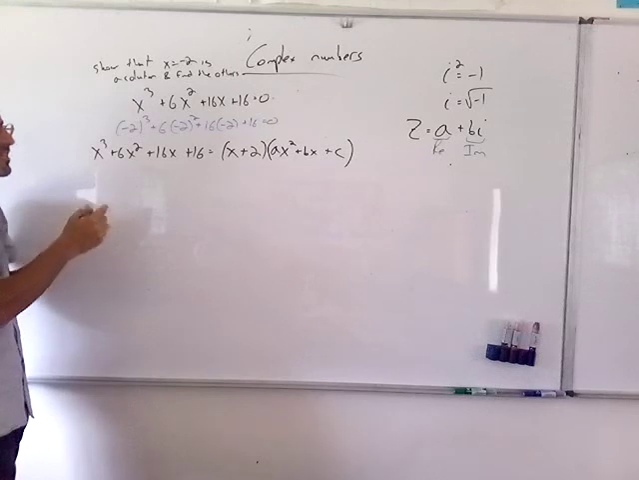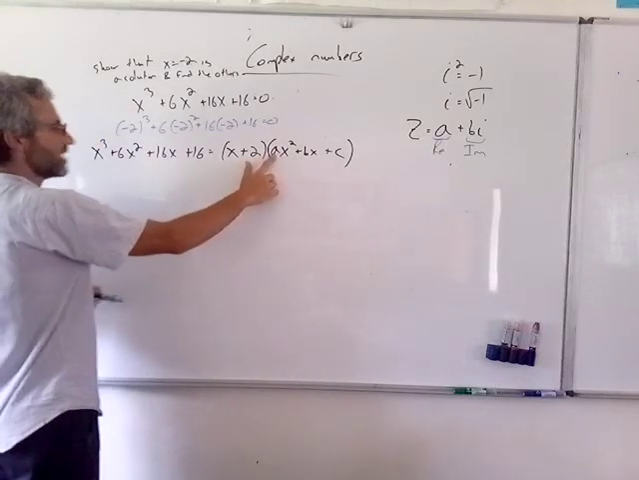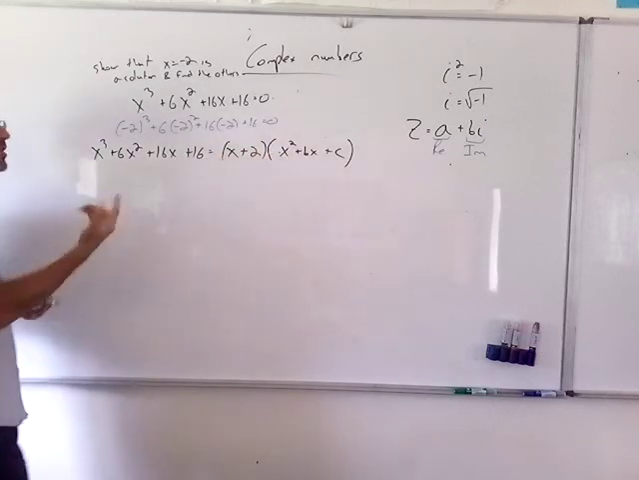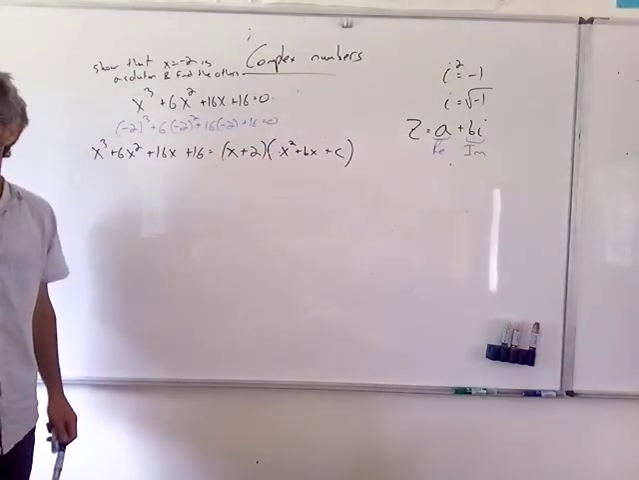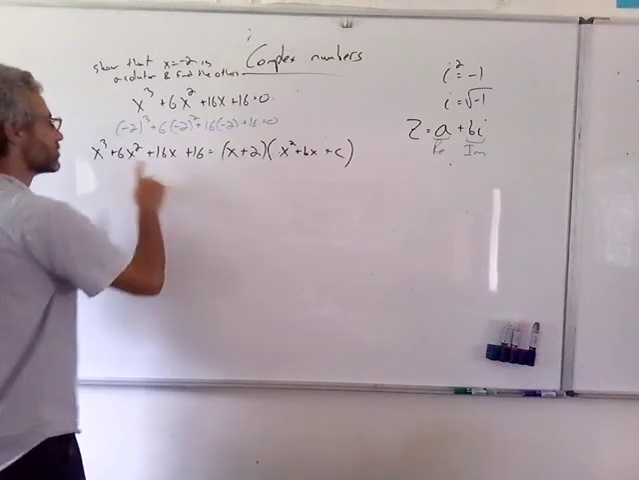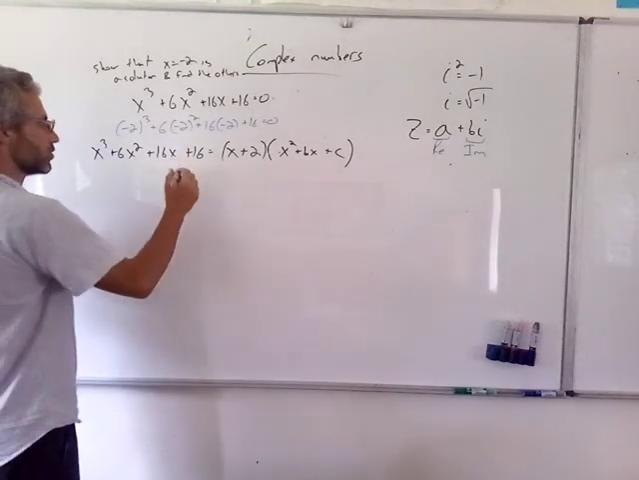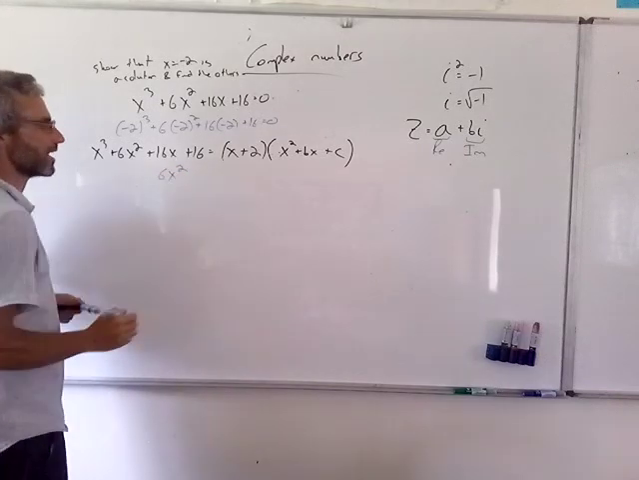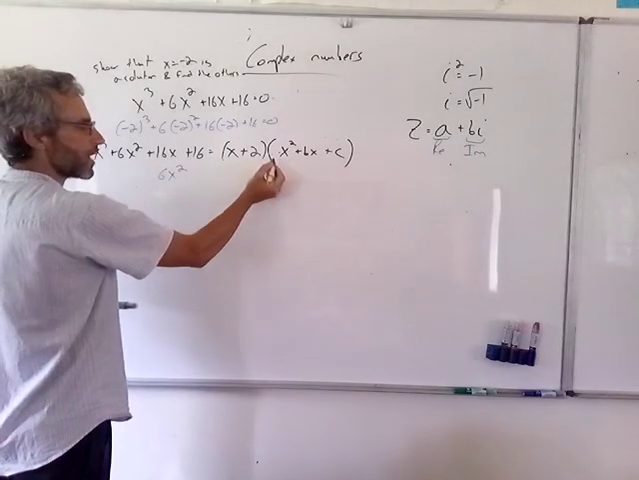So in other words, what must a be? 1. Because x squared times x is the only way to make up x cubed. Now, I need to look at the squares. I've got 6x squared on this side. Let's check out all the squares. How can I make a square here?